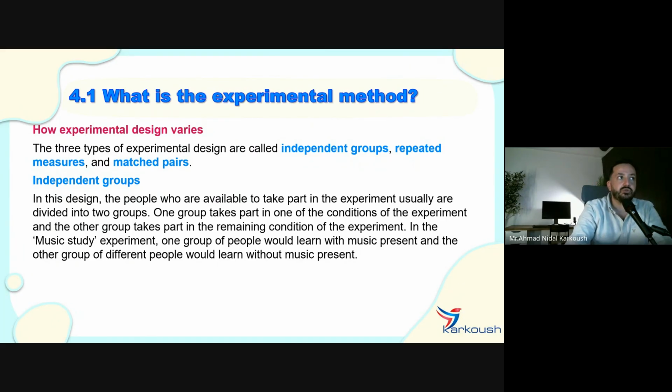So the independent group, in this design, people who are available to take part in the experiment usually are divided into two groups. I have people who are available and I divide them into two different groups. One group takes part in one of the conditions and the other group takes part in the remaining condition.